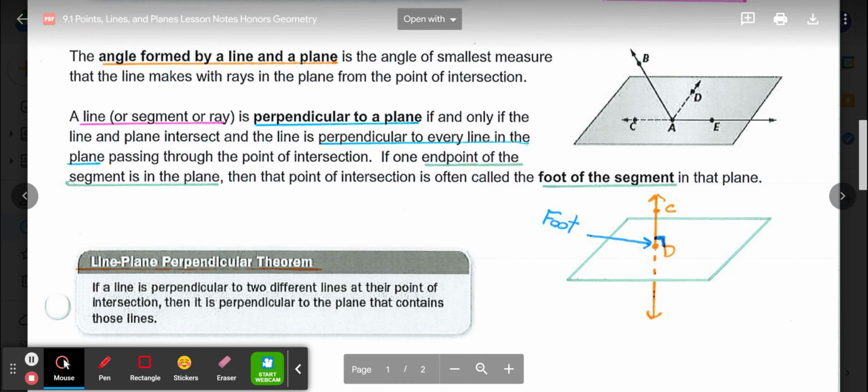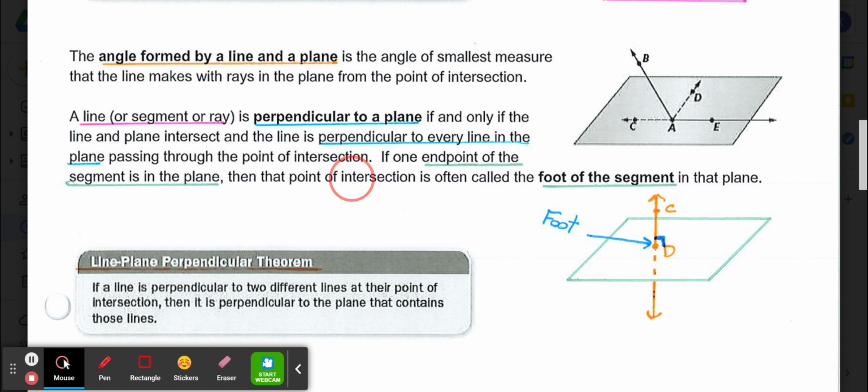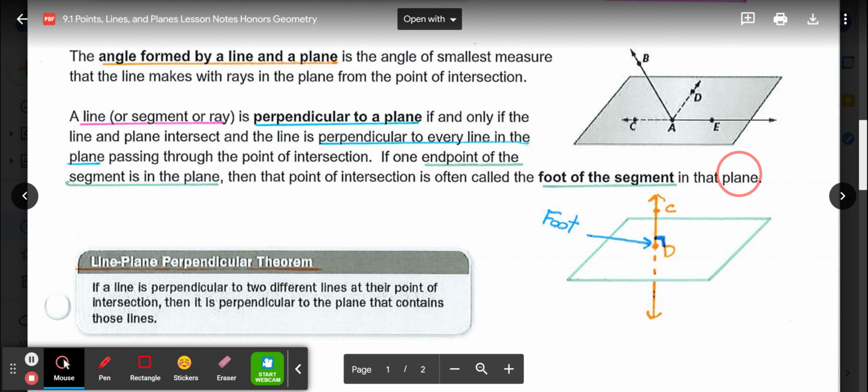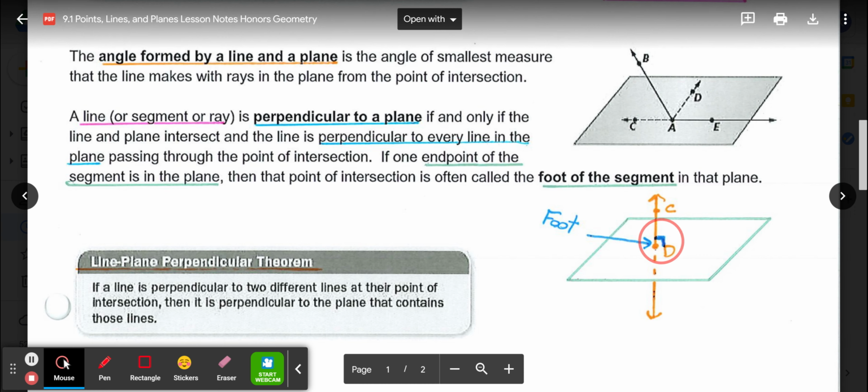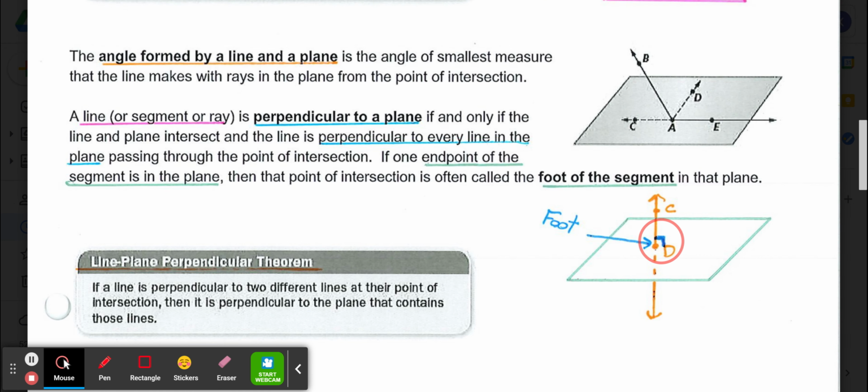Then, if one endpoint of the segment is in the plane, then that point of intersection is often called the foot of the segment in that plane. So if we're dealing with a line here, CD, that's perpendicular to my plane, and point D, that point of intersection, if that's my segment CD, and D is on the plane, point D right there could be known as the foot of the segment.